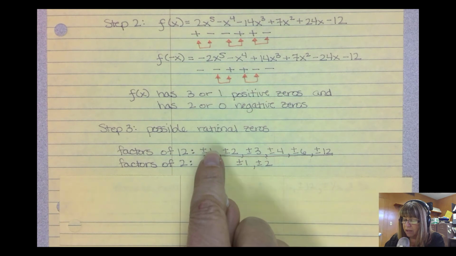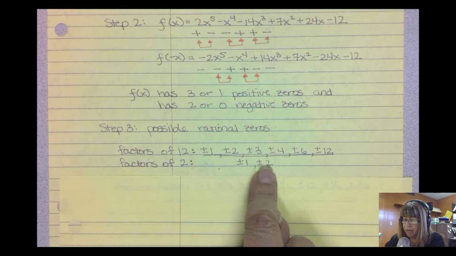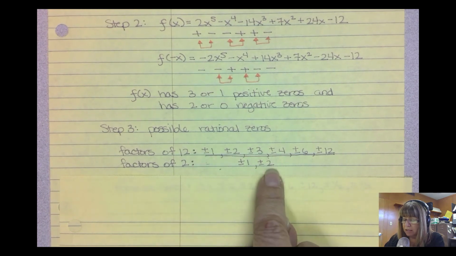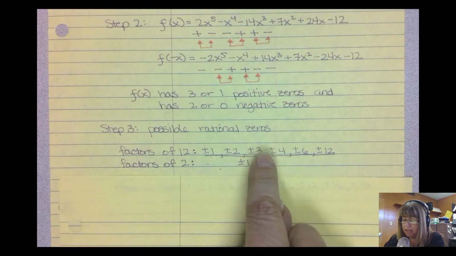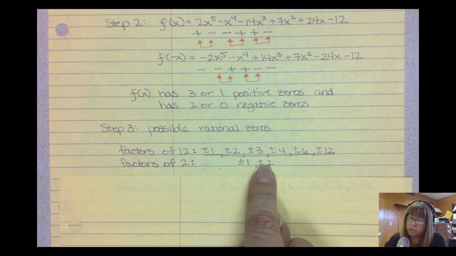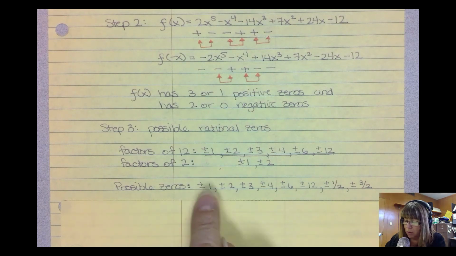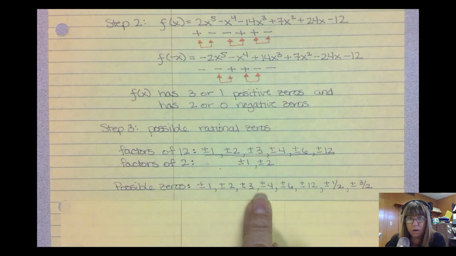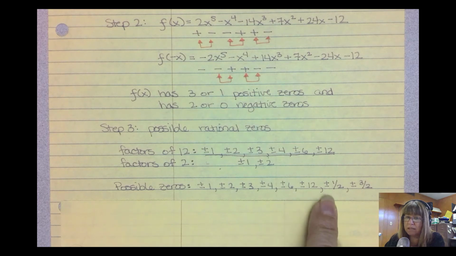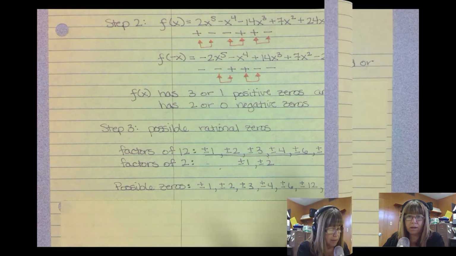Then we have 1 over 2, 2 over 2, 3 over 2, 4 over 2, 6 over 2, and 12 over 2. That leaves us with plus or minus 1/2. Well, 2 over 2 is just 1. We already took care of that. Plus or minus 3/2. 4 over 2 was 2. We already took care of that. 6 over 2 is 3. We already took care of that. And 12 over 2 is 6. We already took care of that. So here are our possible zeros. Plus minus 1, plus minus 2, plus minus 3, plus minus 4, plus minus 6, plus minus 12, plus minus 1/2, plus minus 3/2. Step 3, done.